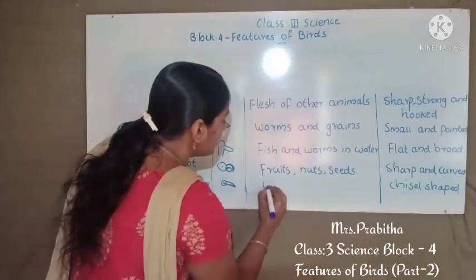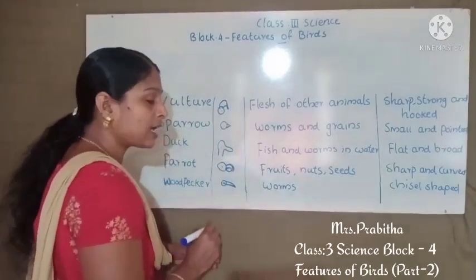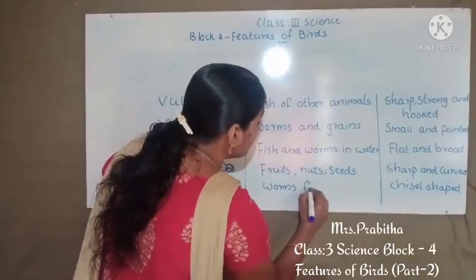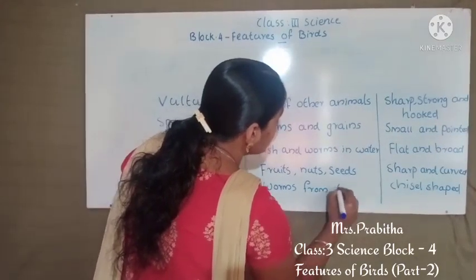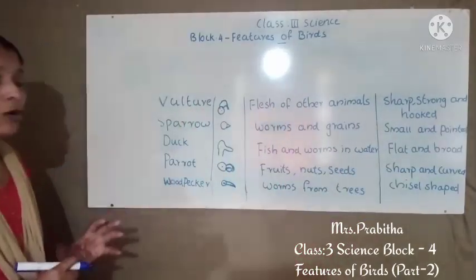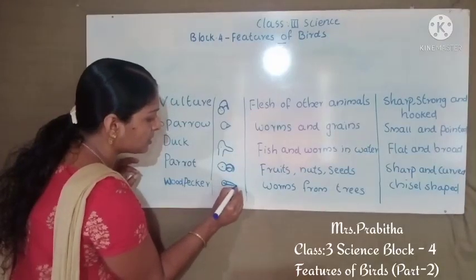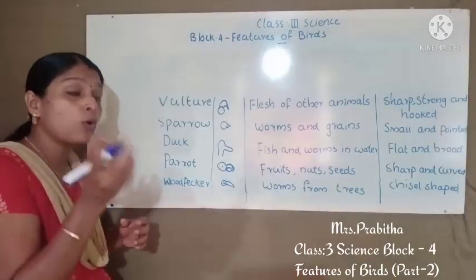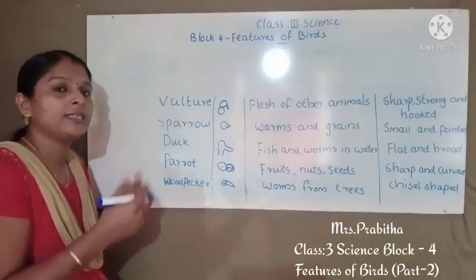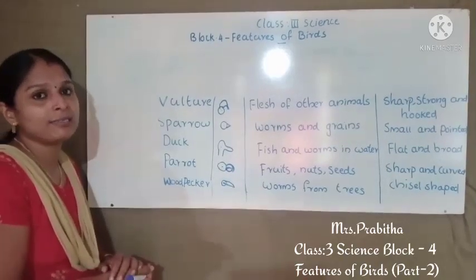Okay, so how does this kind of beak help the bird? This kind of beak helps the birds to eat worms from trees. Okay, so we understood how the beak of woodpecker is. Woodpecker has chisel shaped beak. They eat small worms from the tree. So they pierce the wood and take the small worms and eat them. This is the way woodpecker eats food.